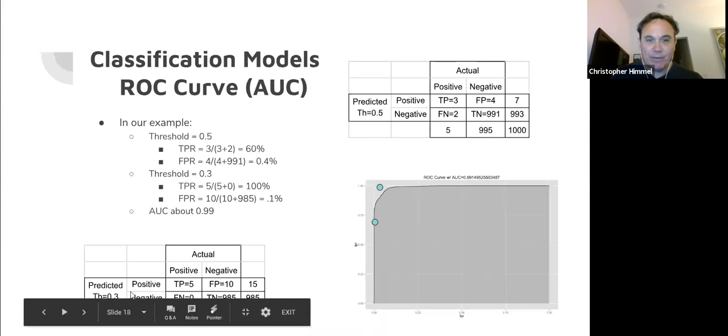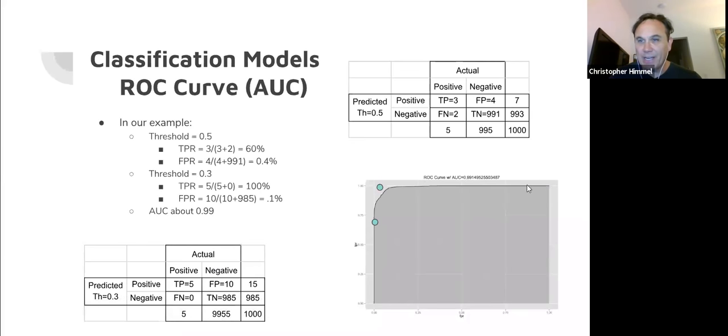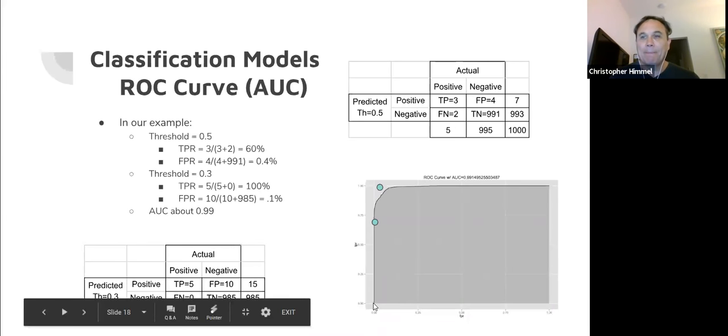This is where I had a threshold of 0.3. The way you get this graph is you just vary this predicted threshold from 0 on this side all the way down to 1. That gives you the ROC curve, and as you can see, this kind of curve has a very large area under the curve. I estimated around 0.99.